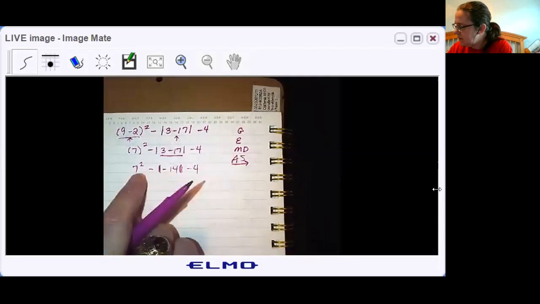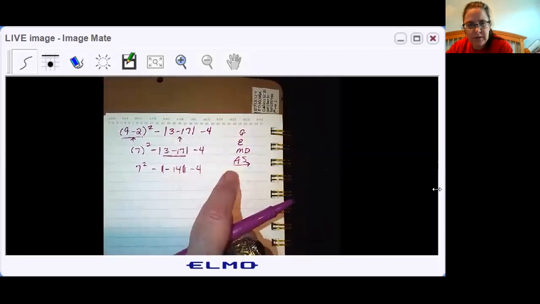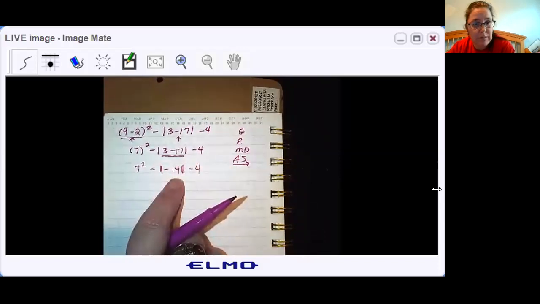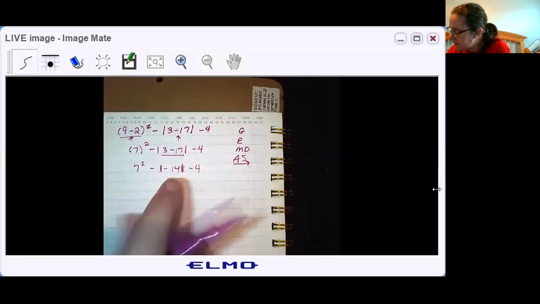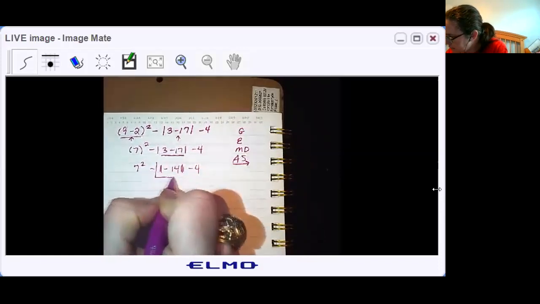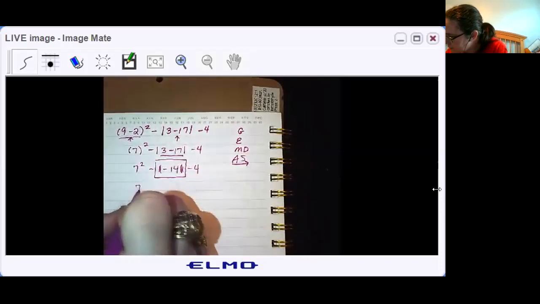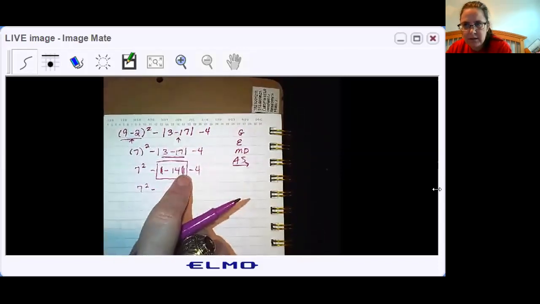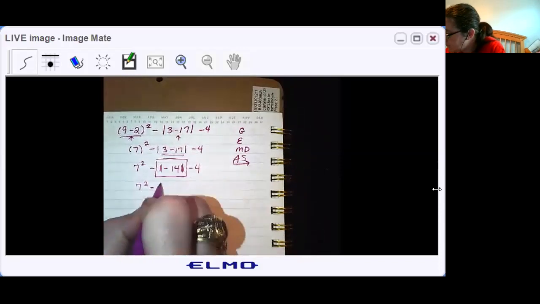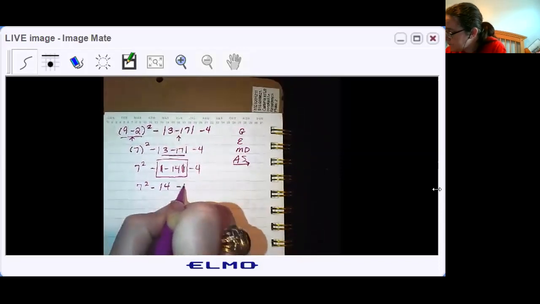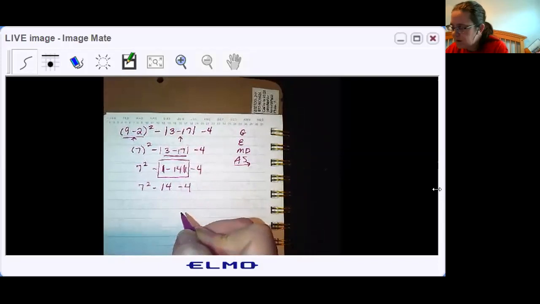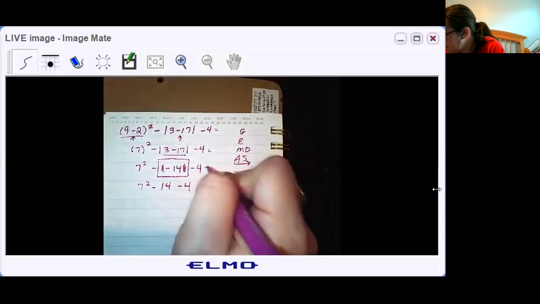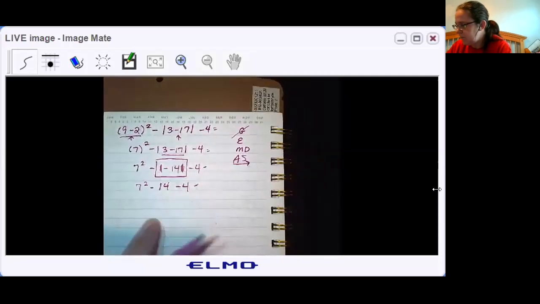So now let's look. Have I cleared out all my groupings? Have I done what absolute value of negative 14 actually means? Not yet, so that's going to be my next step, to clear this out right here. So I have 7 squared minus the absolute value of negative 14. Negative 14 is 14 steps from 0. So that's what's changed. Now have I cleared out all my groupings? I have, so I can mark that off.